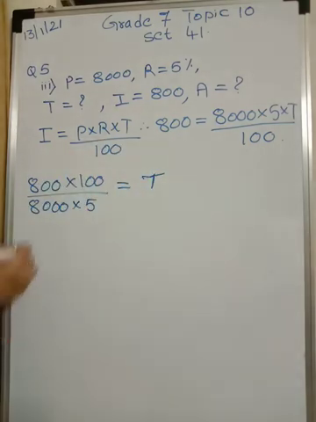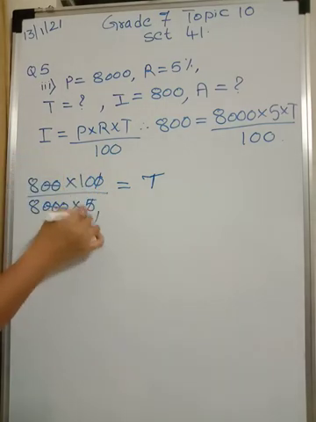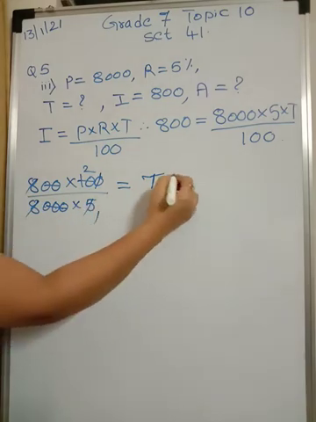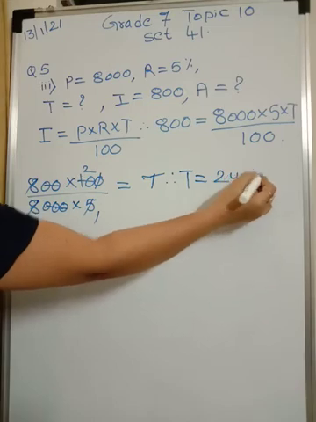Okay. Now 1, 2, 3 zeros, 1, 2 and 1 zero gone. 5 ones are 5 and 5 twos are 10. 8, 8. So what is T? Therefore, T is equal to 2. Write the unit. This is time, so it is always in years.